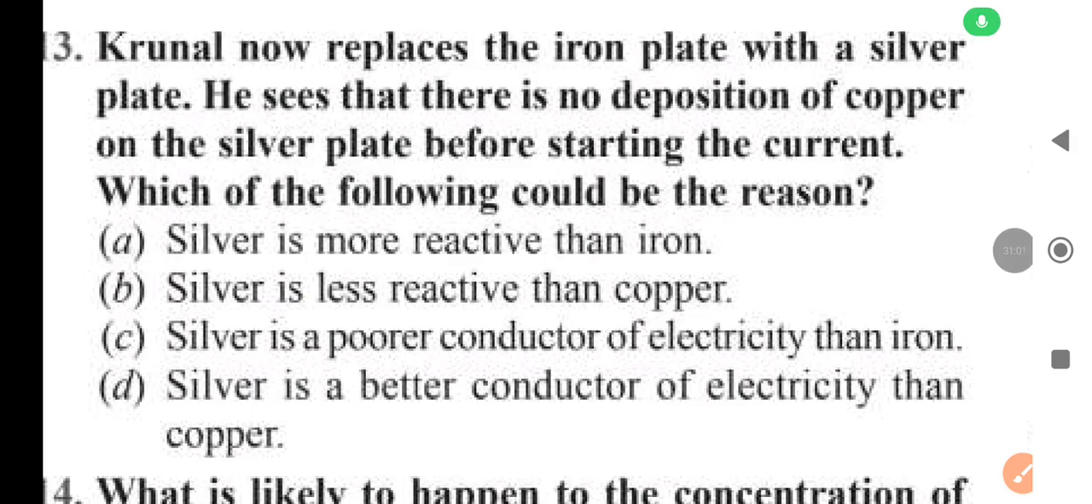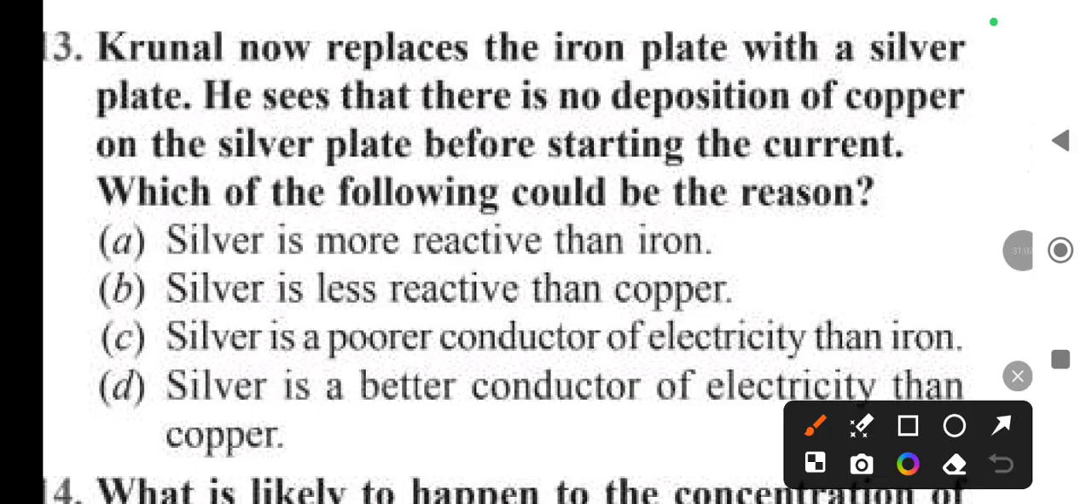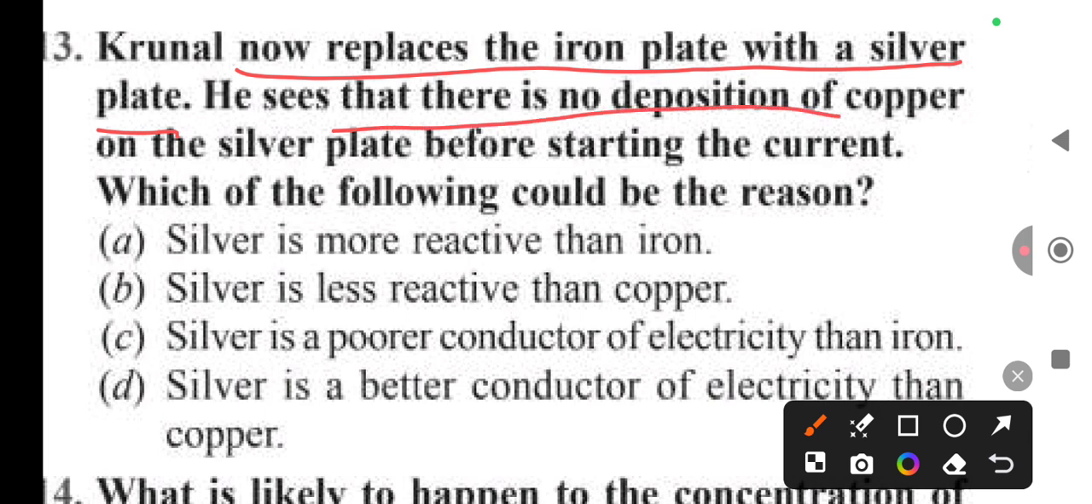So our next question: Kunal now replaces the iron plate with a silver plate. Okay, iron replaced with silver. He sees that there is no deposition of copper on the silver plate before starting the current. Which of the following could be the reason? He has replaced iron with silver.